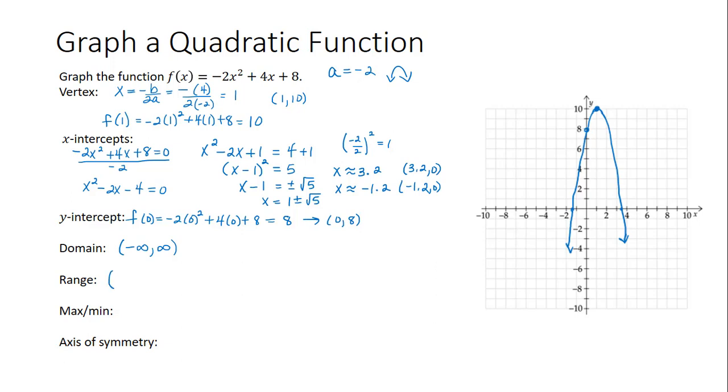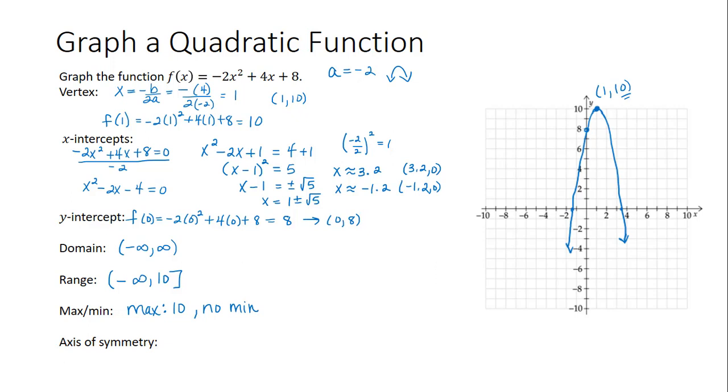The range we read from bottom up. So notice that the graph is extending downward, but it has a topmost point at (1, 10). And the y value of that vertex is our maximum point, which our range then is negative infinity to 10 with a bracket. So the maximum value is 10. The maximum is always the y value of the highest point. There is no minimum value because the graph goes infinitely downward.